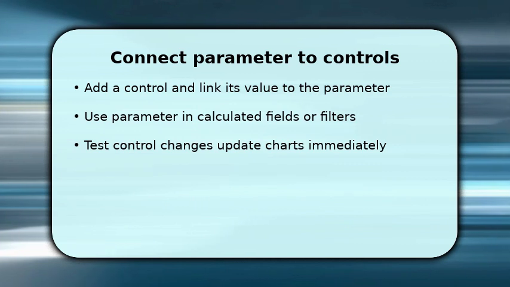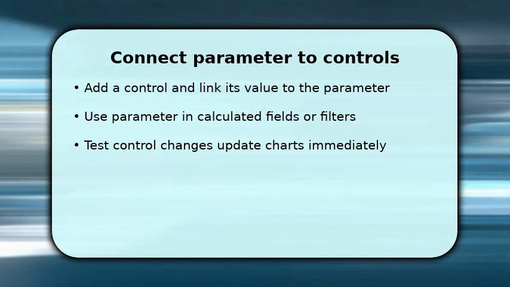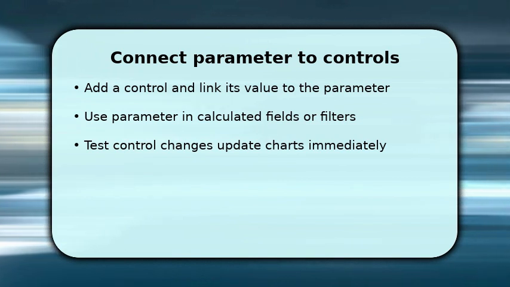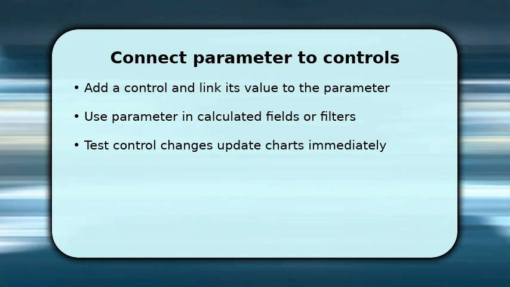This is where the parameter affects data. Once the connection exists, place the control on the report and interact with it to confirm changes propagate. If visuals don't update, recheck field expressions and data type matches between the control and the parameter, because mismatches are the most common issue here.